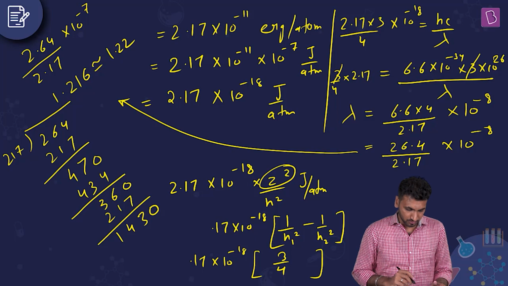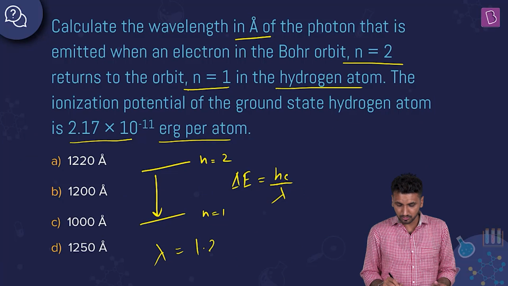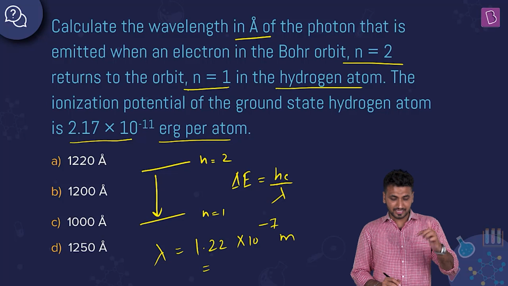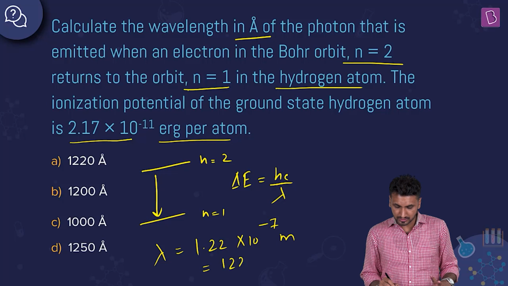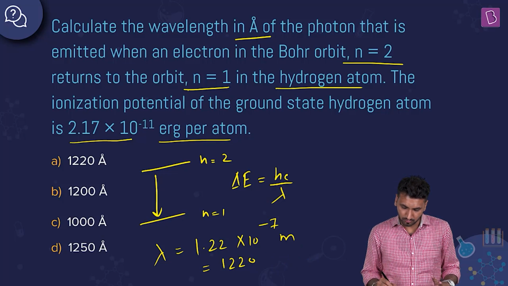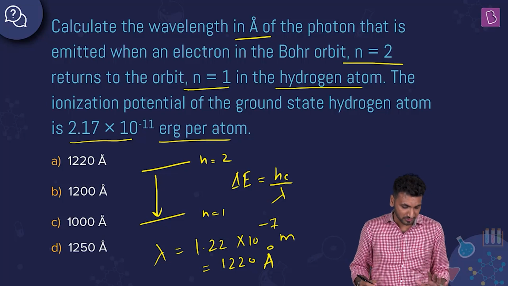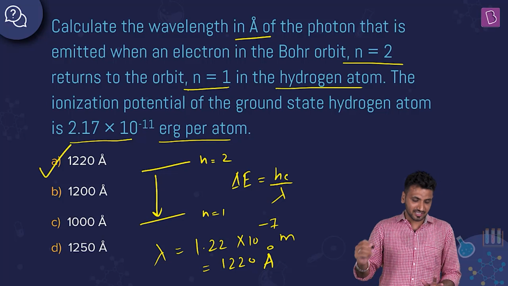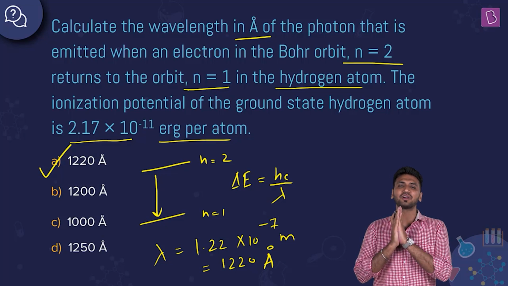Make sense? So lambda will be 1.22 into 10 raised to power minus 7 meter. The answer has to be in angstrom, and angstrom is 10 raised to minus 10 meter. So if I multiply this by 1000, your final answer will be 1220 angstrom. Match with the options. A for Agra, A for Agartala is the right answer to this question. And with that, we conclude this question.